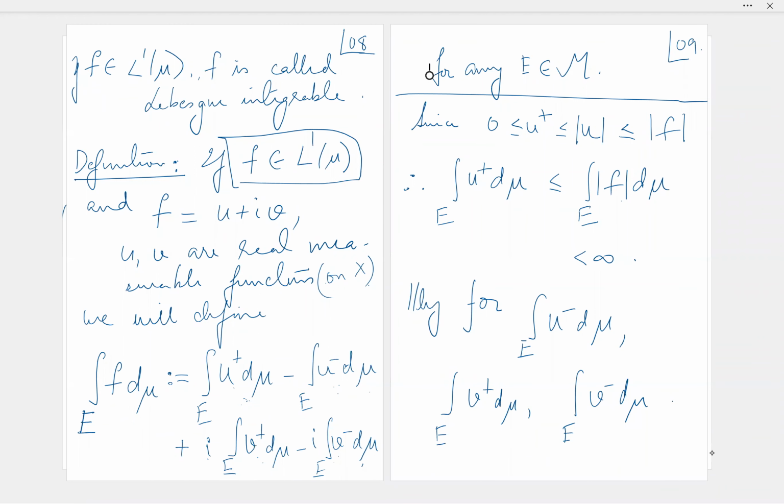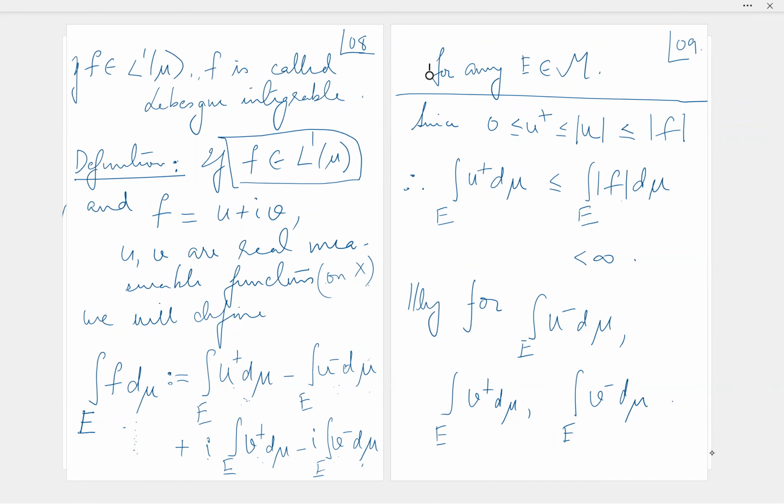So right now we have in place the definition, for any complex valued measurable function f defined on x, of what we mean by the integral of f d mu over E. Actually, I should say that what I've written at the bottom of page 8 makes sense even if f is not in L1 mu. It could be infinity, but if it is in L1 mu, we know this integral is finite.